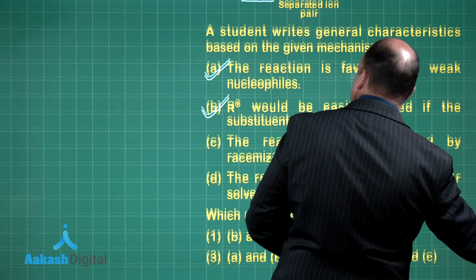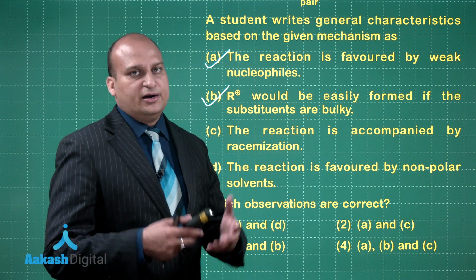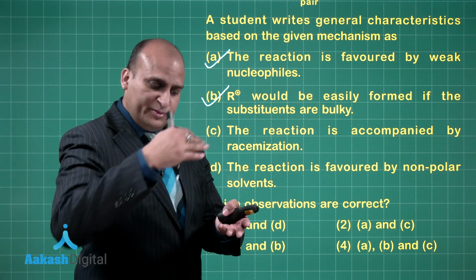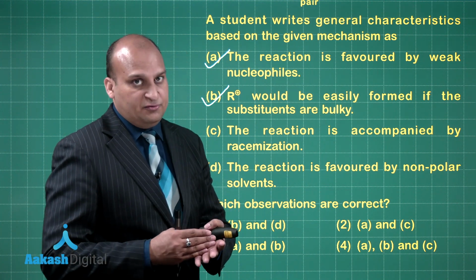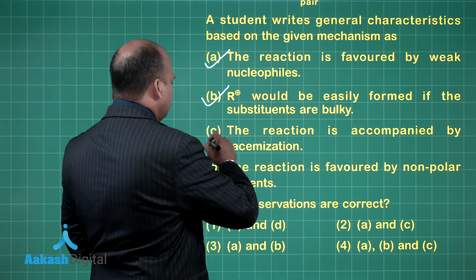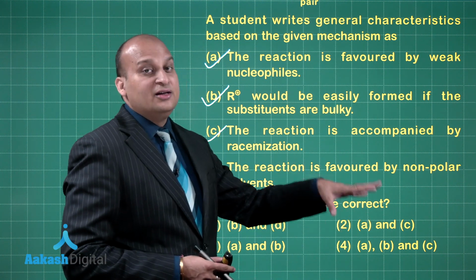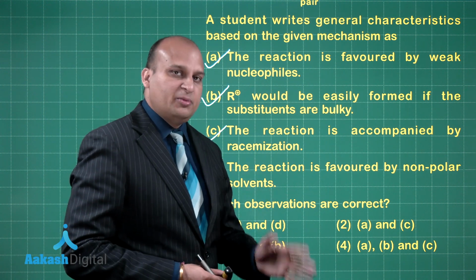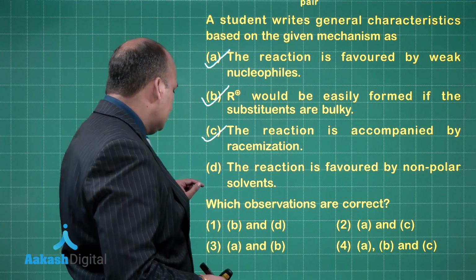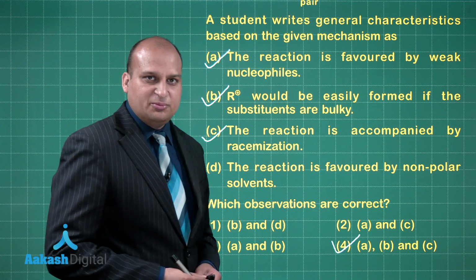Let us look at the other statements. The third statement says the reaction is accompanied by racemization. Yes, if you are getting a carbocation, which is a planar species, attack of the nucleophile can happen from either of the sides. So racemization can happen, which means 50% retention, 50% inversion. So even this is correct. Fourth, the reaction is favored by non-polar solvent. Now here we have gone wrong. It is not non-polar, it is favored by polar solvents. So dear friends, A, B, C are correct. So which observations are correct? A, B, C. So the right answer for this question is choice number 4.